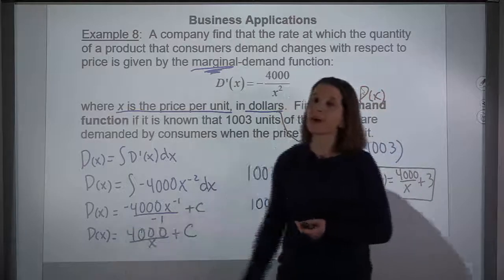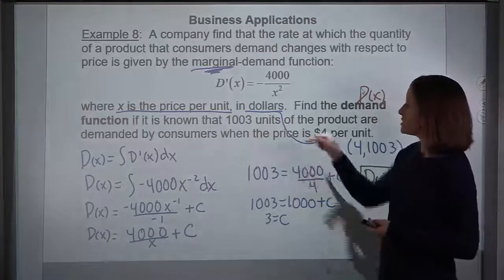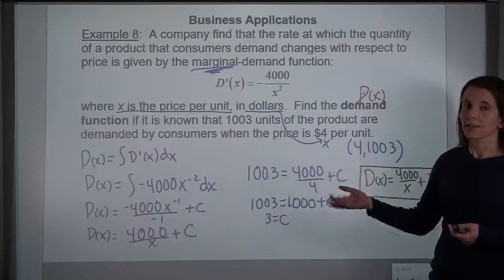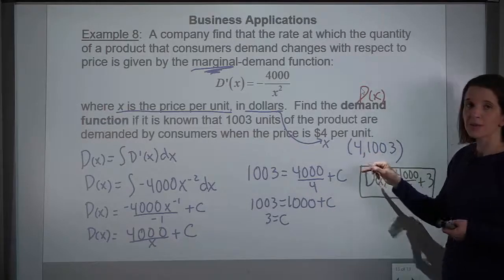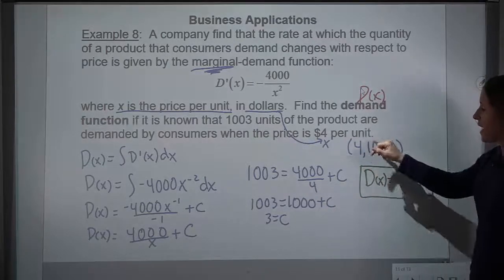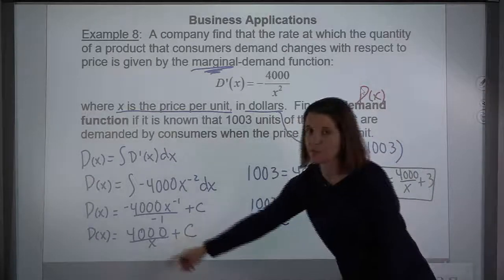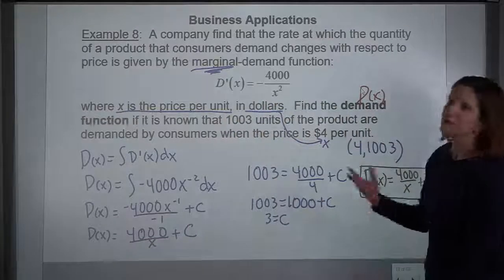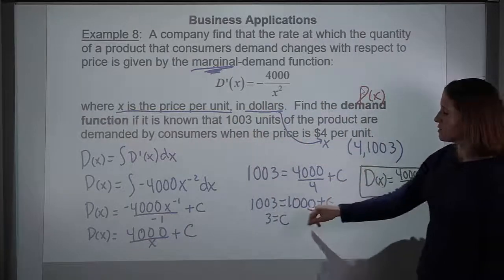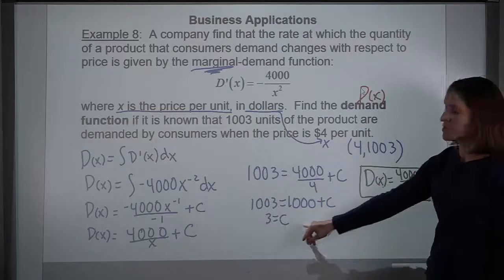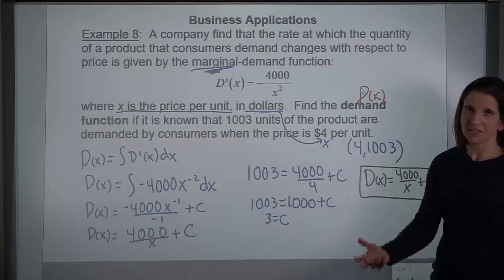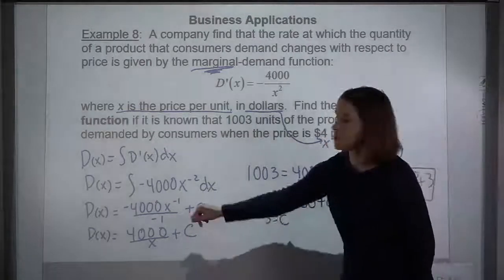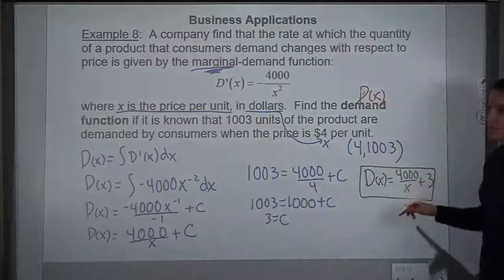So this is the basic template for our demand function, but we have a specific piece of information that will help us find the particular one we're talking about by solving for c. So we talked about how I knew the order of my ordered pair, and I now have that x is 4, so I'm replacing x with 4, and that the output is 1,003, so I'm replacing my output with 1,003, and you can see it works out very nicely. So 4,000 divided by 4 is 1,000, subtract 1,000 from both sides, and you get that c is 3. It did not say, please tell me c. It said, find the demand function. So the demand function is that template function with the c plugged into it. So 4,000 over x plus 3.